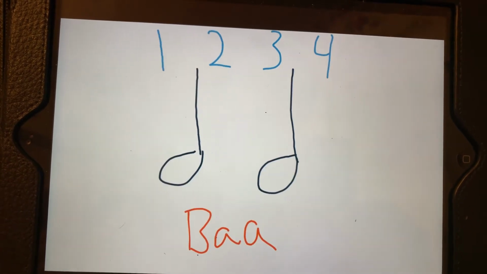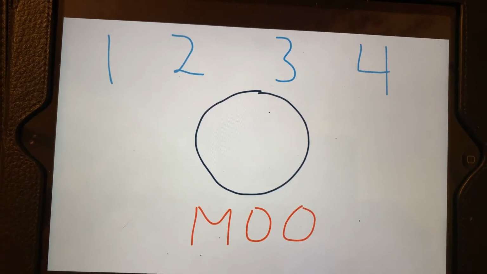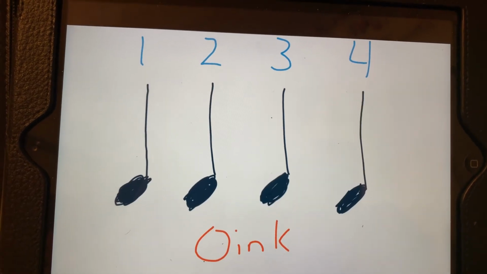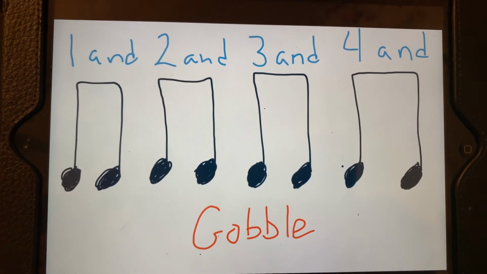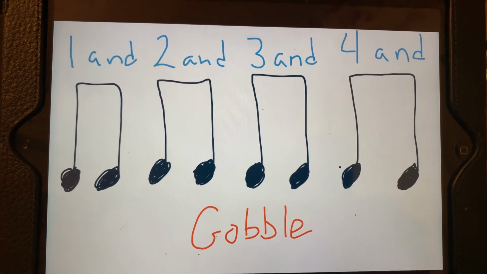So if I take all my rhythms, I can go moo. Our sheep goes baa, baa. Our pig goes oink, oink, oink, oink. And our turkey goes gobble, gobble, gobble, gobble. Now, if we take all those rhythms, we can put them in any pattern we want to.